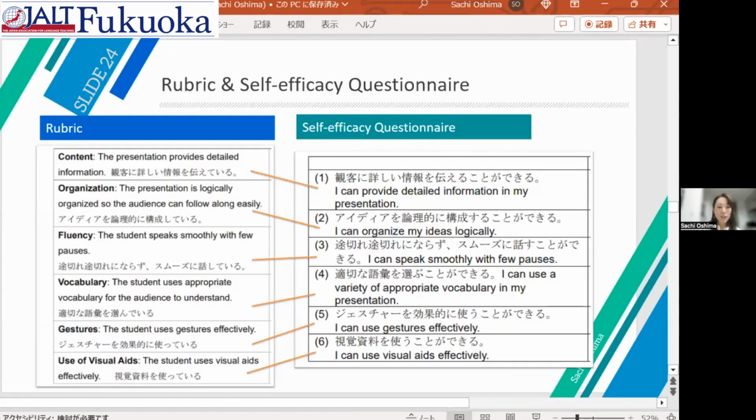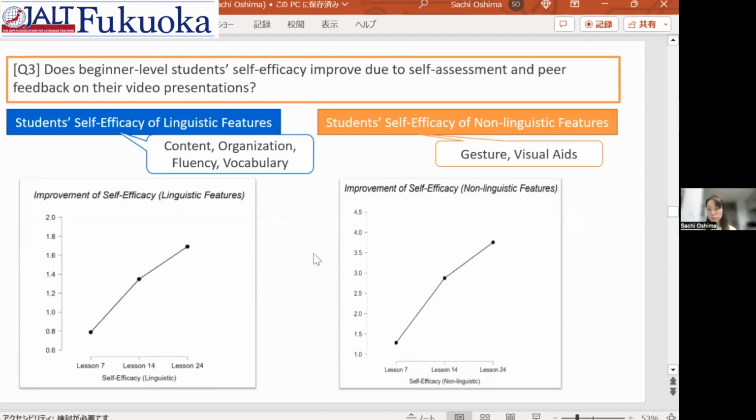Okay. And then the self-efficacy questionnaire. This slide is the same as before. So the rubric and the self-efficacy questionnaire corresponded to each other. Content, organization, fluency, and vocabulary are verbal, linguistic aspects, and gesture and visual aids are nonverbal communication. So I analyzed them separately using the Rasch model.